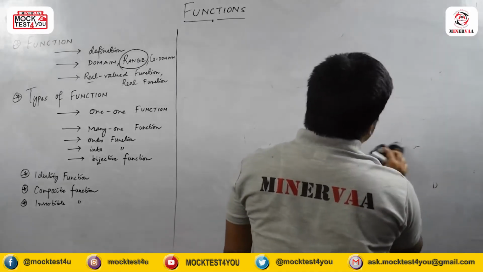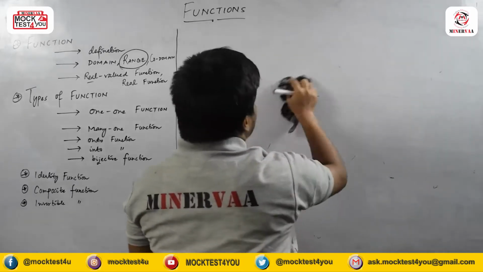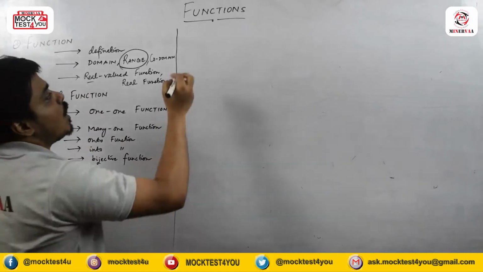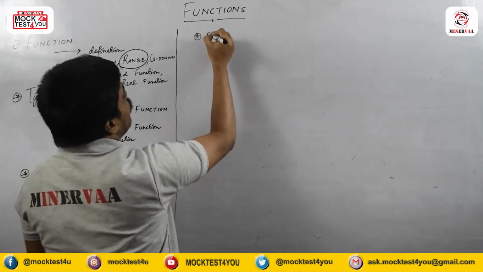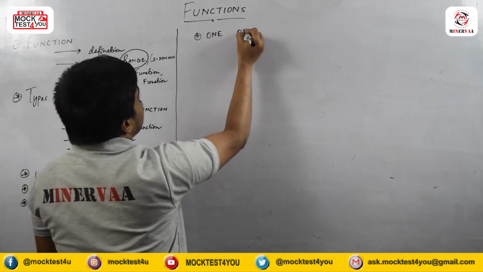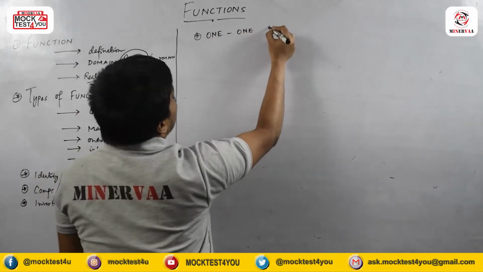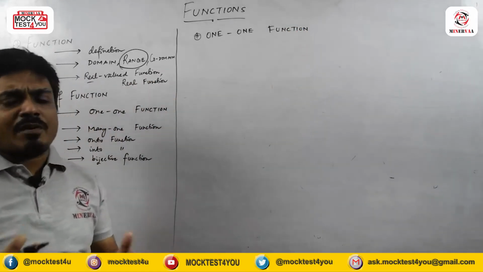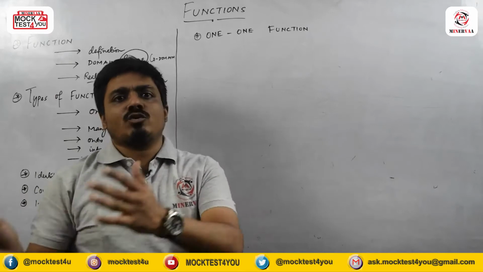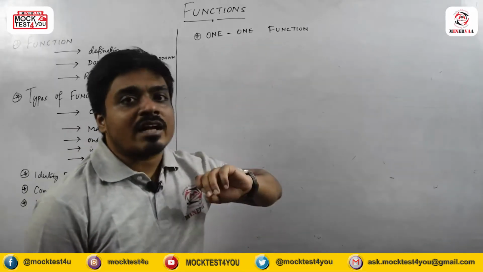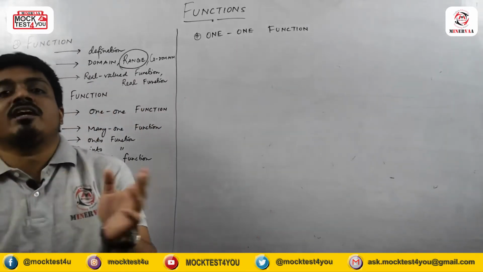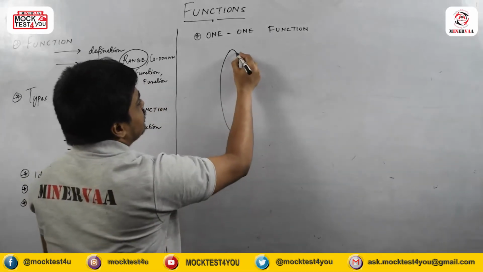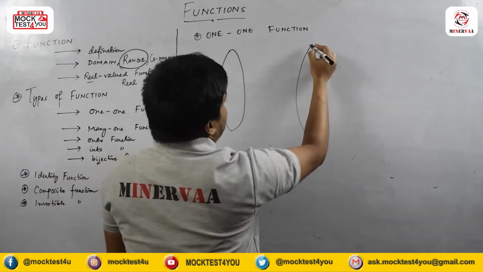So the first name that pops up is the 1, 1 function. So what is a 1, 1 function? Now from the very name you see, function basically means mapping. Mapping of one element to the other element. Now 1, 1 means what? It's a mapping of one element to the other element. So let me draw that. Suppose I have a set A and a set B.